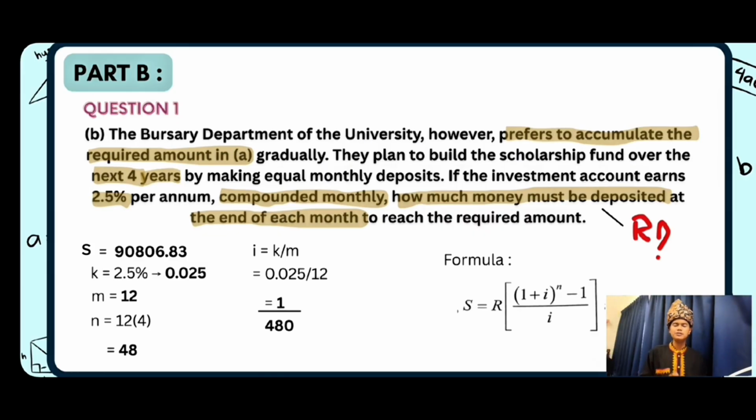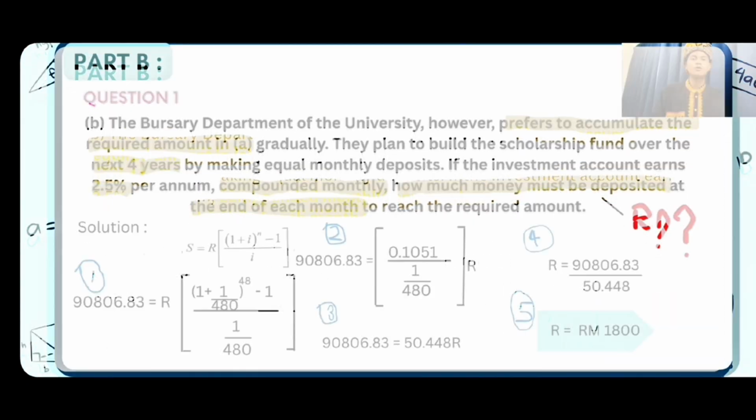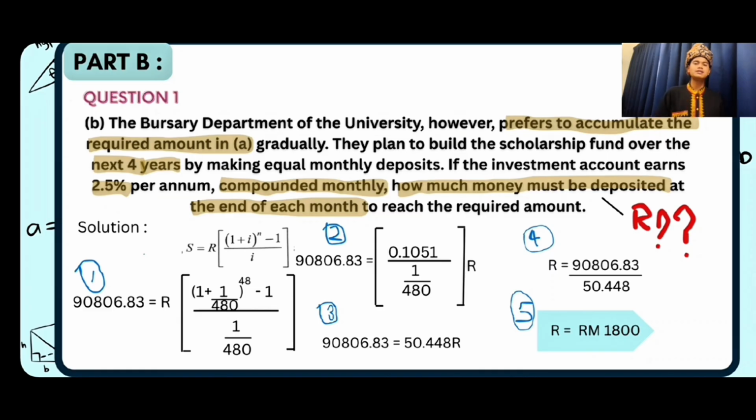So the formula that we will use here is S equals R open bracket 1 plus i close bracket to the power of n minus 1 over i close bracket. So we just substitute the numbers into the formula. 90,806.83 equals R, which is what we need to find, open bracket 1 plus 1 over 480 close bracket to the power of 48 minus 1 over 1 over 480 close bracket.